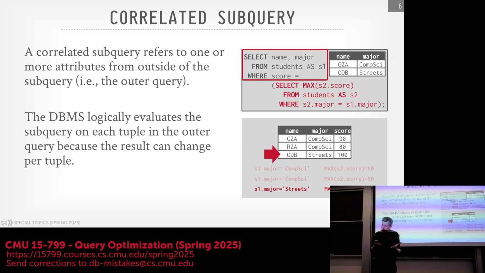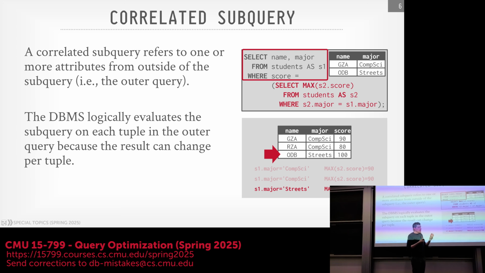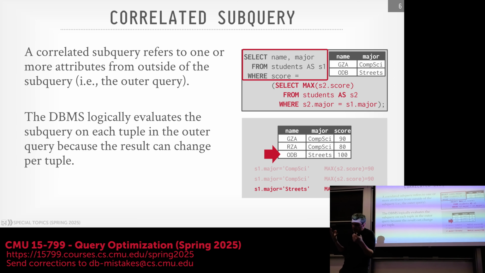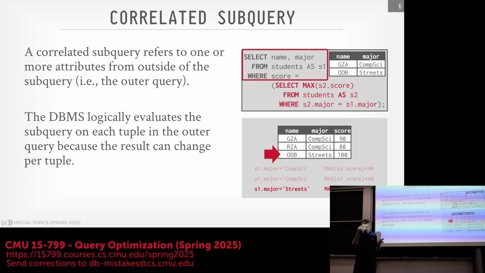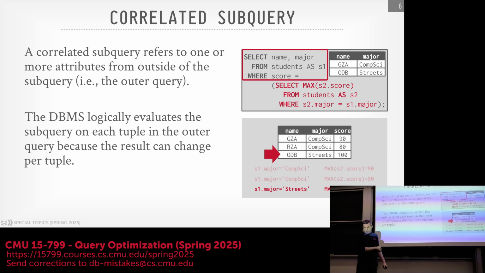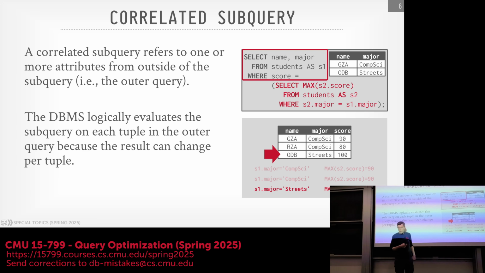So this is semantically correct. What I just did produces the correct answer, but obviously it's super inefficient because I'm doing a sequential scan on the inner query table over and over again. In the case of the first two tuples, they were both computer science majors, so the max score was the same. Our high-level goal is to avoid this worst-case scenario where we're stupidly executing the inner query for every single tuple on the outer. The main takeaway is that we're going to try to do this by rewriting the query into joins.